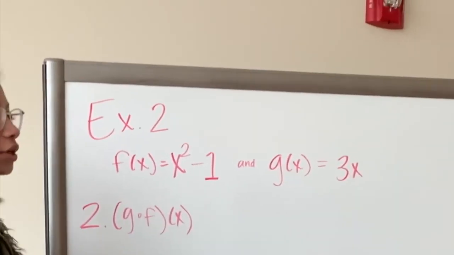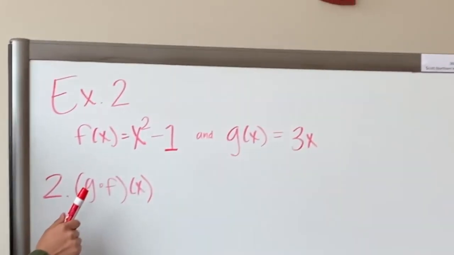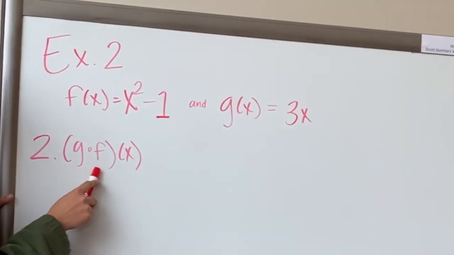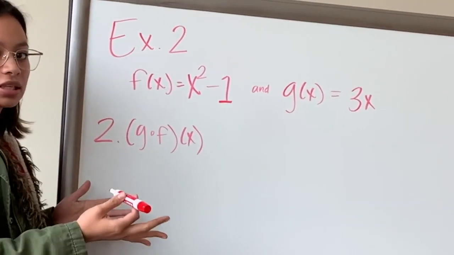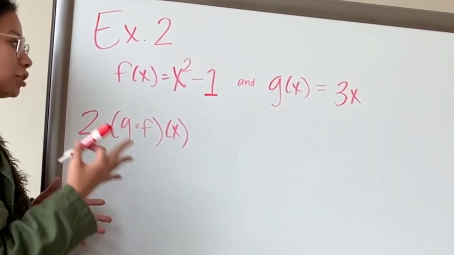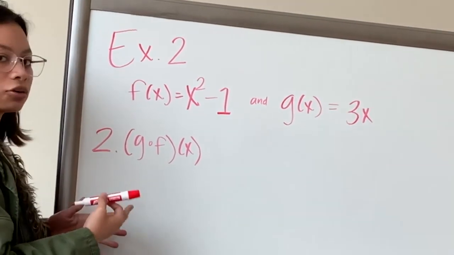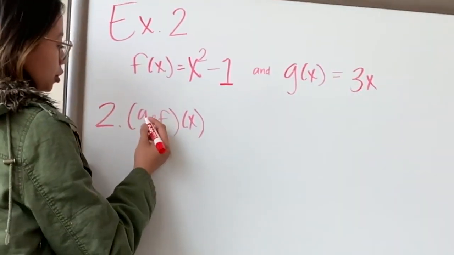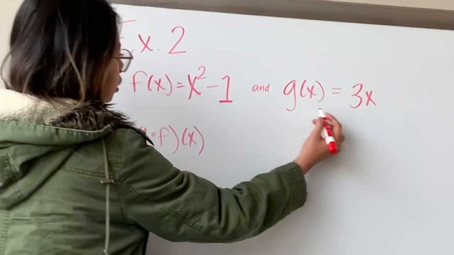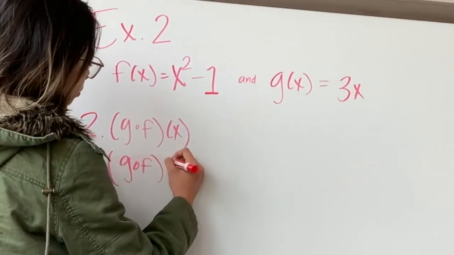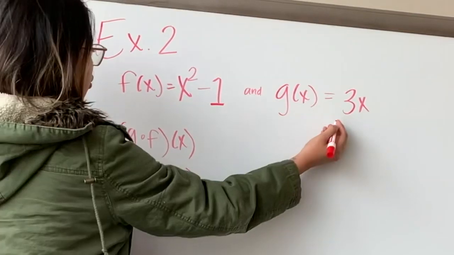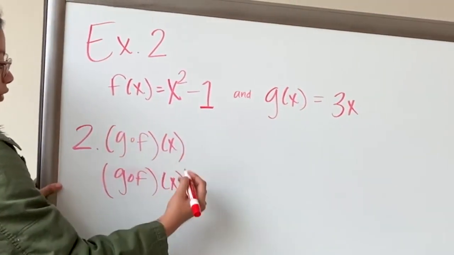Okay, so now we're going to do another example. Instead of the one we did previously, which was f composed of g of x, we're going to do g composed of f of x. Ultimately, it's the same type of problem. It's just that the way you substitute your x's is a little bit different. So first, because the g is in the front, we're going to be using the g of x function. So we're going to start replacing the x in g of x with the function f of x.